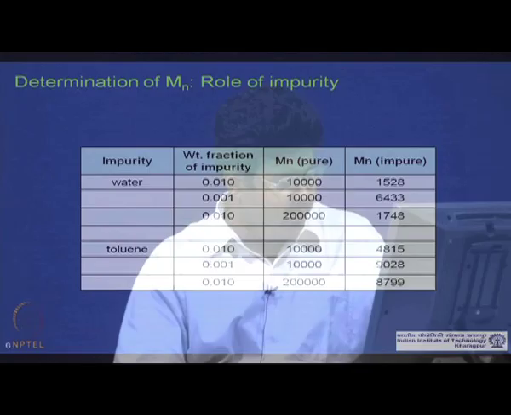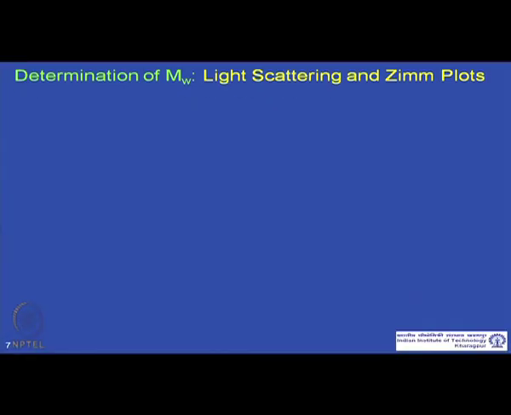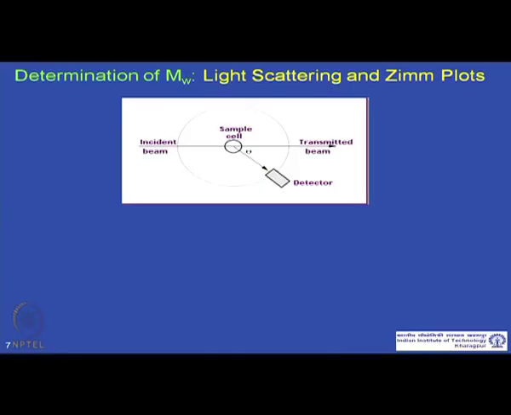Okay, let us move on. Let us move to the next topic, where we determine the weight average molecular weight of the polymers, and we will discuss the techniques of light scattering and subsequently the Zimm plot to get the weight average molecular weight, and also some other important parameters of polymers like the second virial coefficient, the polymer solvent interaction parameter and the radius of gyration. So, what is light scattering?